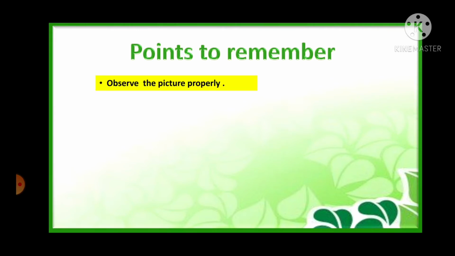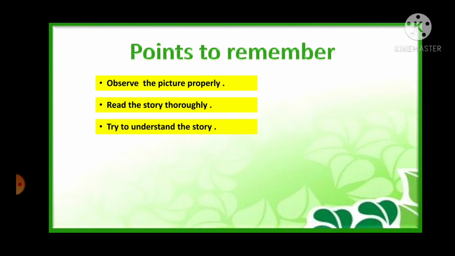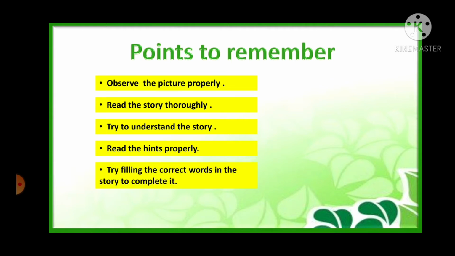So points to remember are: observe the picture properly, right? First thing you need to do is observe the picture properly. Then read the story thoroughly. Now they have given us a story but it is not complete, right? So we need to read it to understand what the story is about. Try to understand the story and try to compare the story with the picture. Read the hints properly. Now they have provided us with the hints, the words, right? Read them properly.